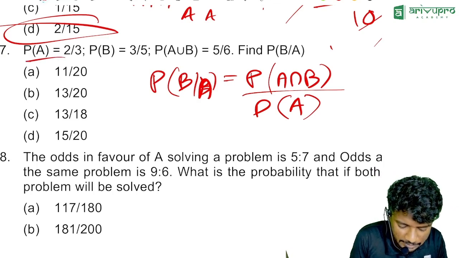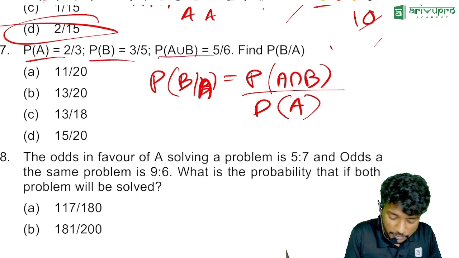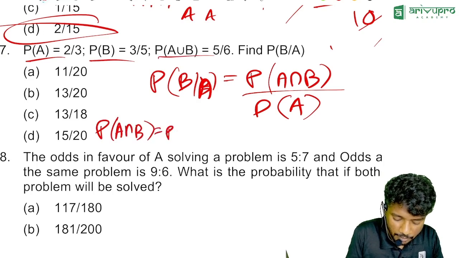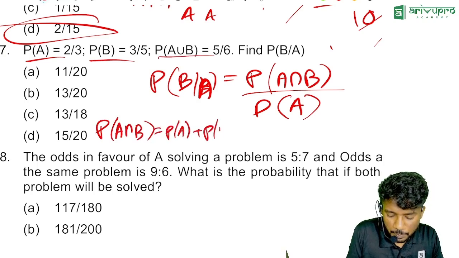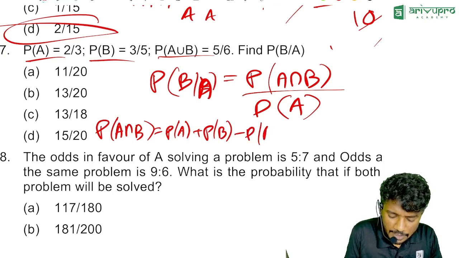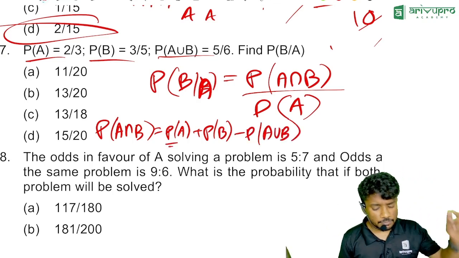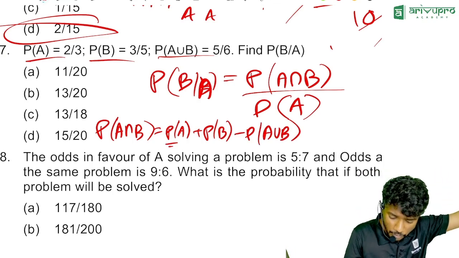Yes, P of A is given, P of B is given, A union B is also given. What is the formula? P of A intersection B is equal to P of A plus P of B minus P of A union B. Because I took the ulta. That's all. What is P of A? Tell me the answer. 2 by 3.